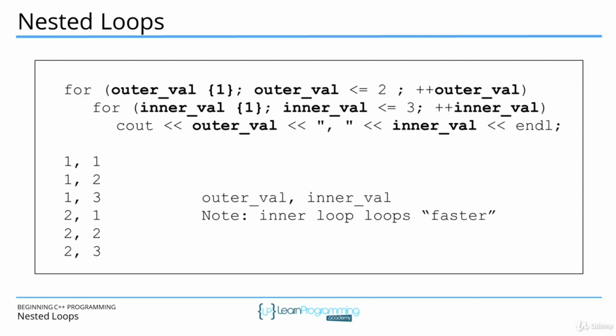Notice the output. The integer to the left of the comma is the outer val, and the integer to the right of the comma is the inner val. Notice how inner val increments from 1 to 3, while outer val remains at 1. Then outer val increments to 2, and we do it all over again. You can think of this as the outer loop iterating 2 times, and each time the inner loop iterates 3 times. That's why we say that the inner loop loops faster than the outer loop. Let's see another example.